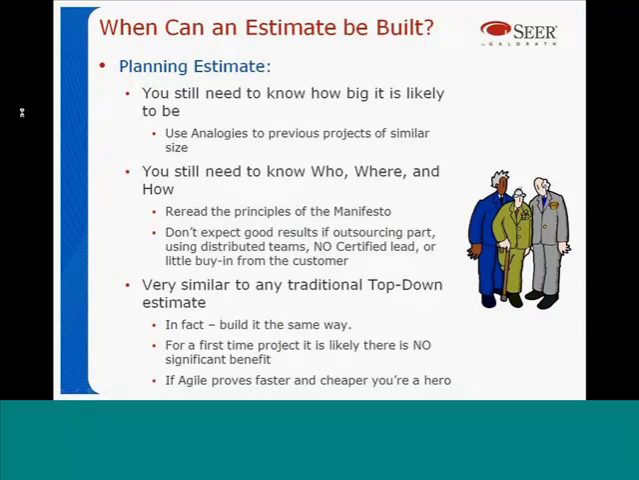You're still going to need to know the who's you're working with, the where's in the house. If you look inside the Principles of the Manifesto, you'll see that you're talking about having those business people available, your subject matter experts need to be available, your team needs to be synergistic, all those types of things. So you want to make sure that if you're going to be thinking that you're doing Agile downstream, that you actually have those principles of the manifesto in place. But essentially, the planning estimate is just very similar to a typical traditional top-down estimate.